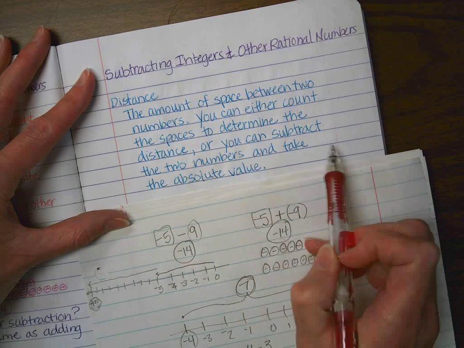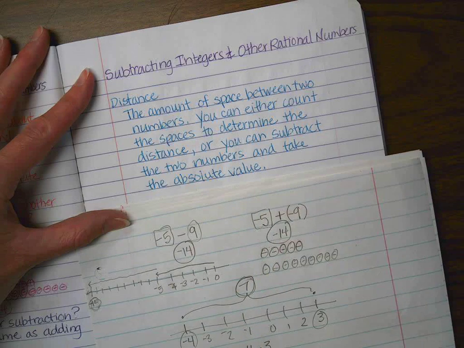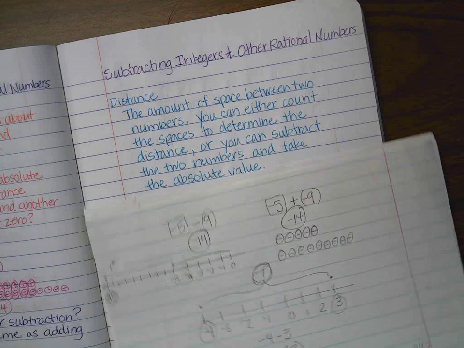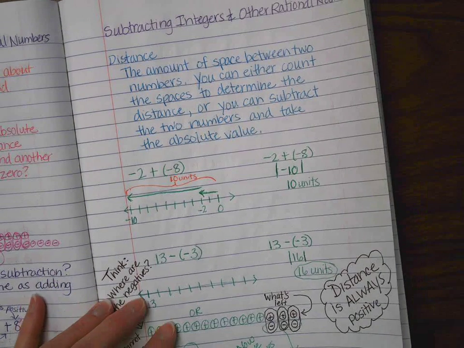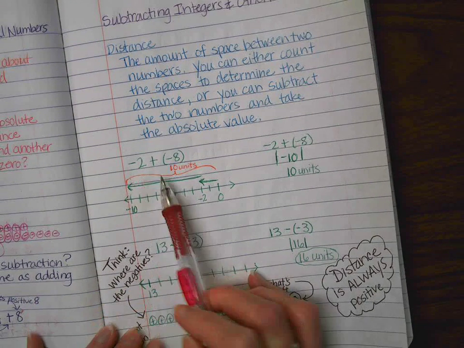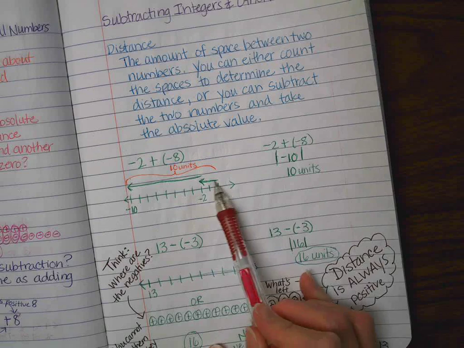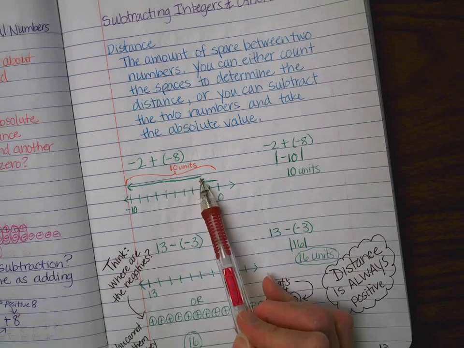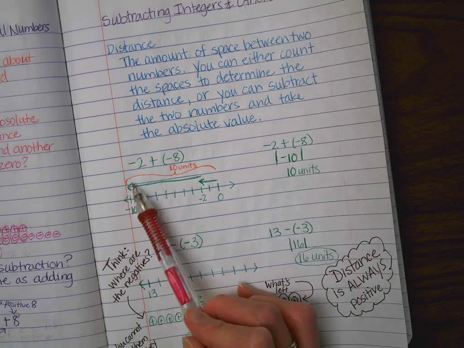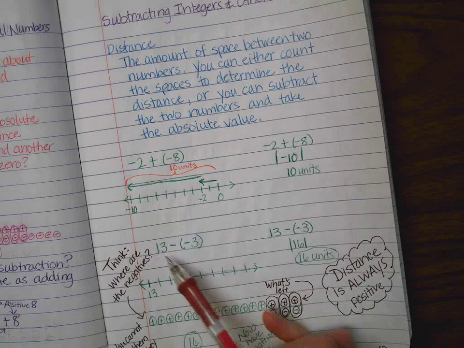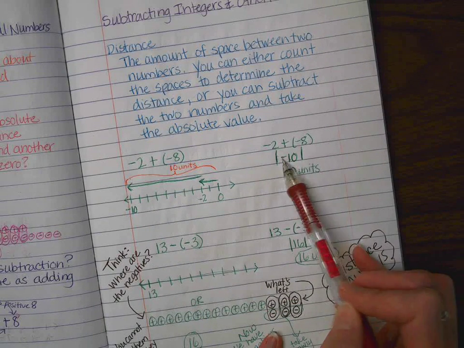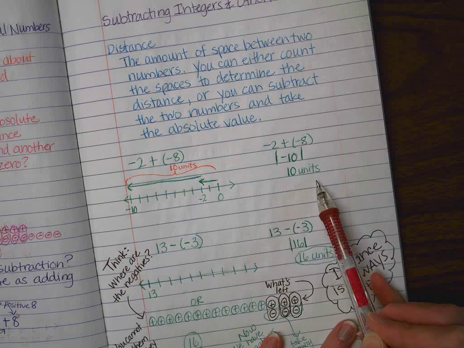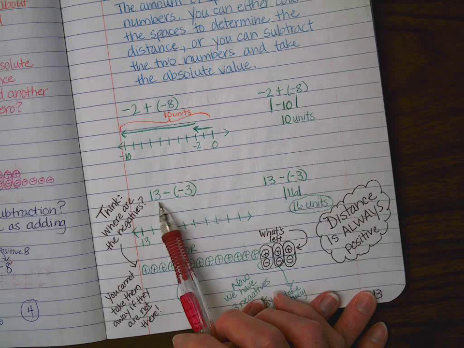You can either count the spaces to determine the distance, or you can subtract the two numbers and take the absolute value. I kind of like the second one better, okay? All right, so we have some other ones that we can practice again. So -2 plus a -8, so we take our arrow to -2, then we continue our journey on down -8 spaces, and we find that that distance is 10, okay? -2 plus a -8 is a -10, take the absolute value, and you get 10 units, okay?